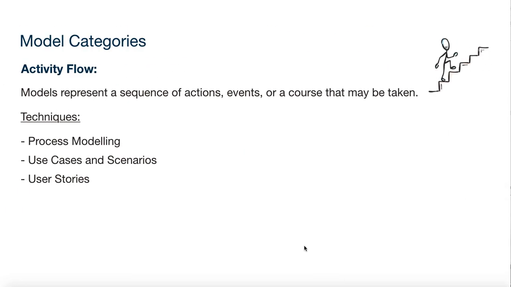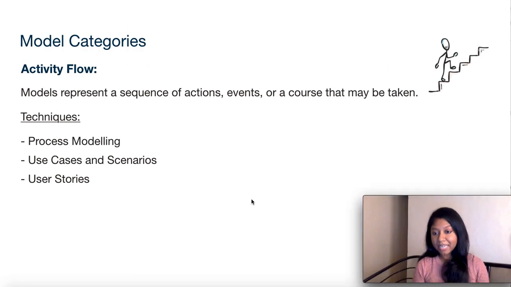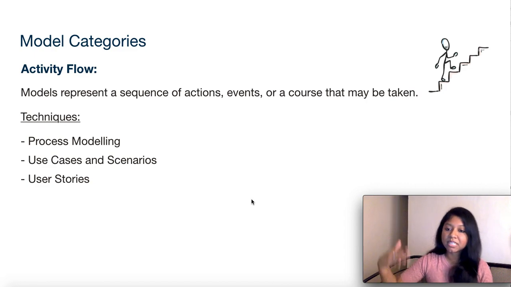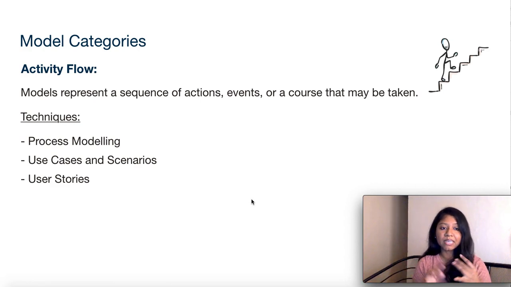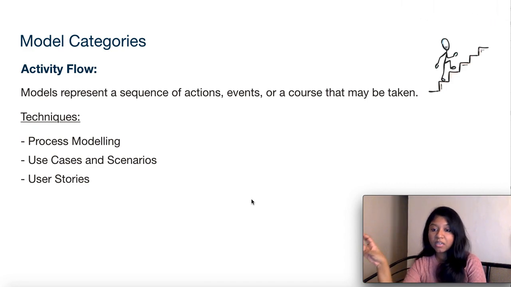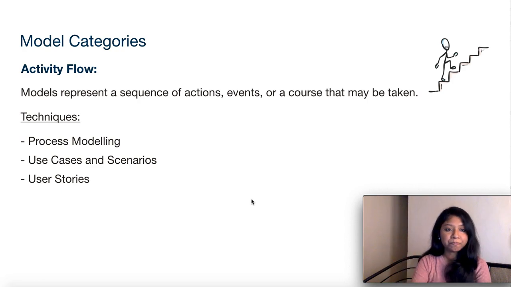And the next one is activity flow. Now all of us would be very familiar with this type of modeling category, and as the name suggests, this modeling category represents a sequence of actions, events, or course of steps that need to be taken. So techniques like process modeling, use cases and scenarios, even user stories could fall under this category of activity flows, which defines all the different steps that need to be followed in order to accomplish a particular goal or complete a particular task.